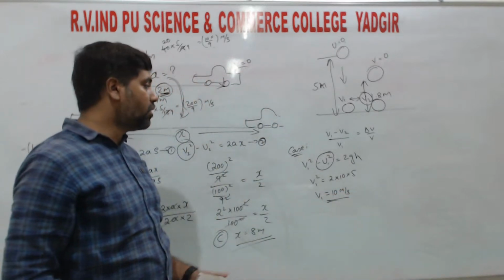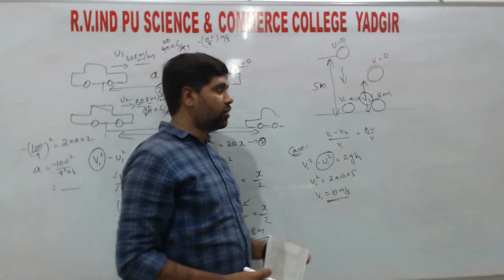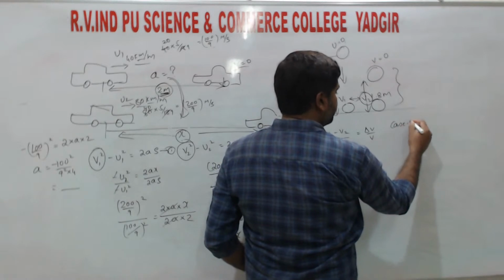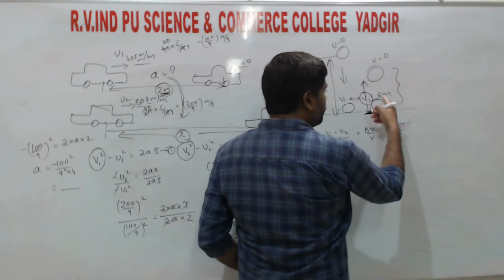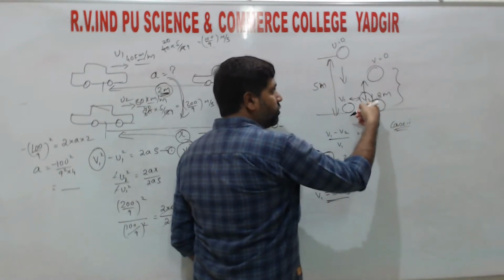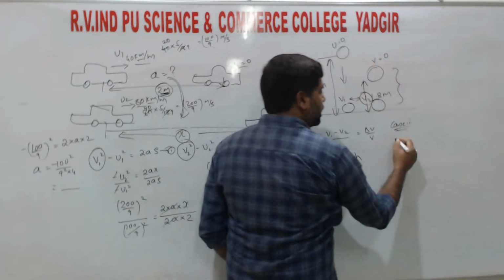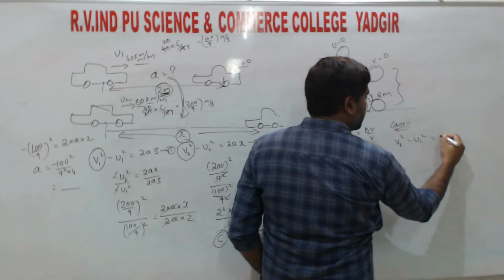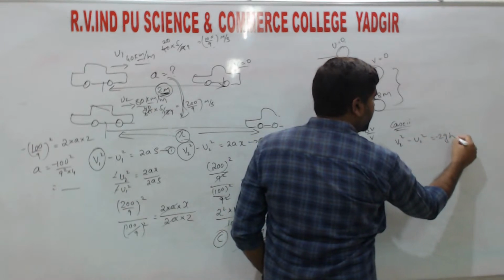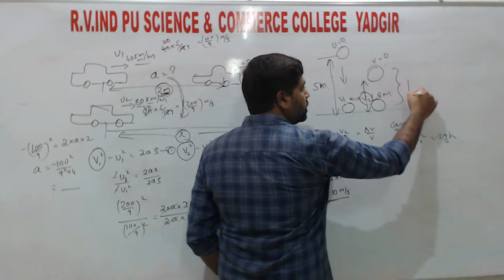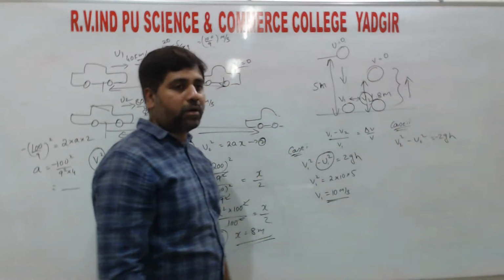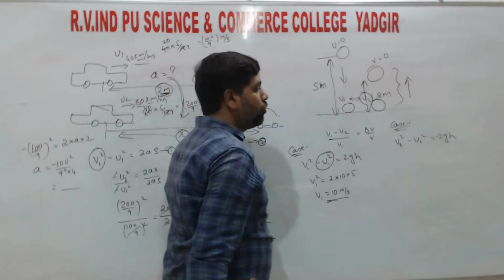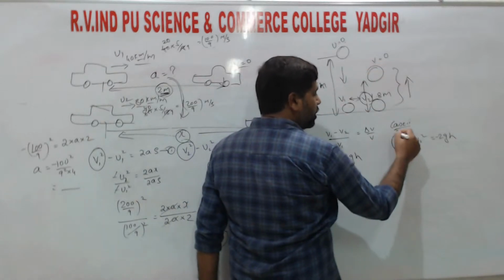So first case we have found v1. From the second case, this becomes the initial velocity and this becomes the final velocity. So again by using v2 square minus u2 square that is equals to minus 2gh. Why minus? Because it is moving upward. So ಇಲ್ಲಿ downward ಇರೋದ್ರಿಂದ plus, ಇಲ್ಲಿ upward ಇರೋದ್ರಿಂದ minus. So final velocity ಏನಾಗುತ್ತೆ, 0.